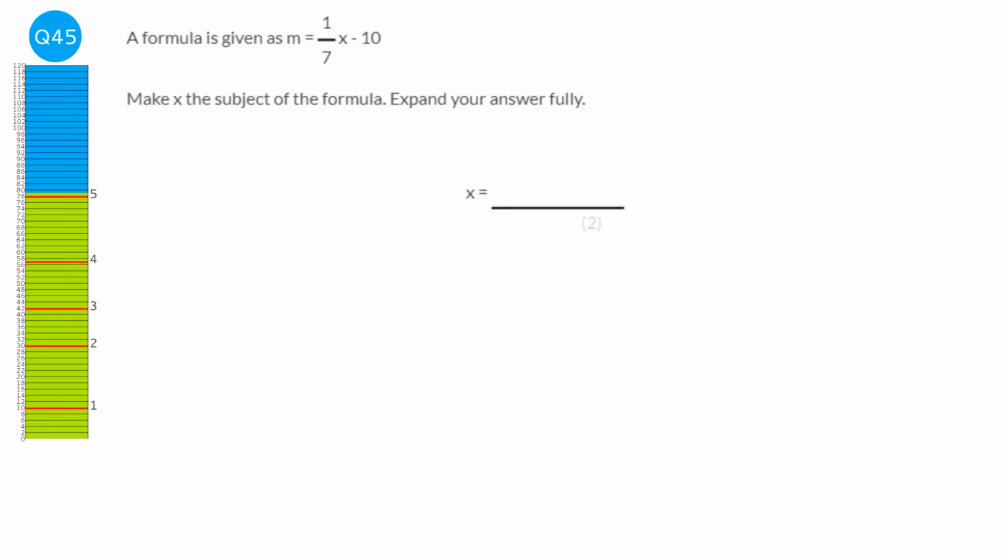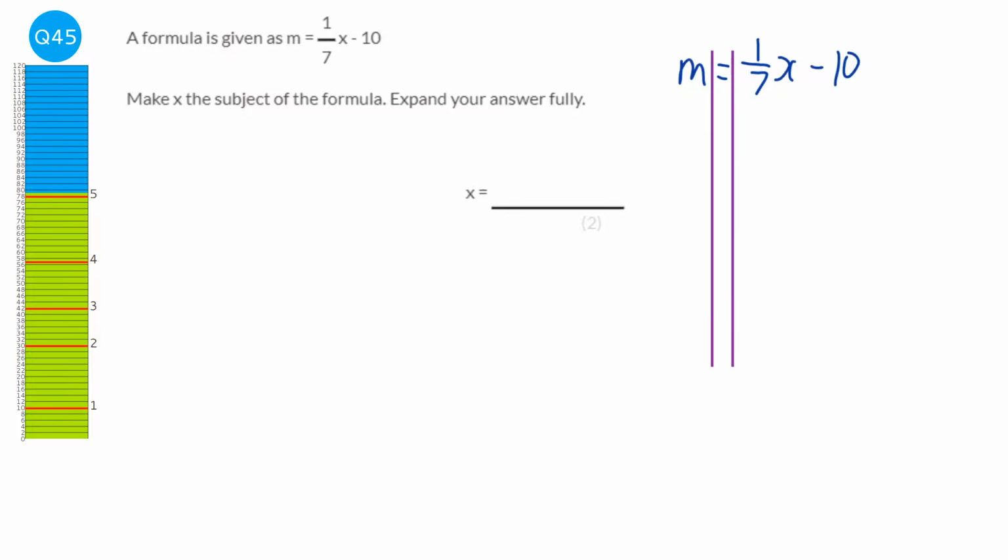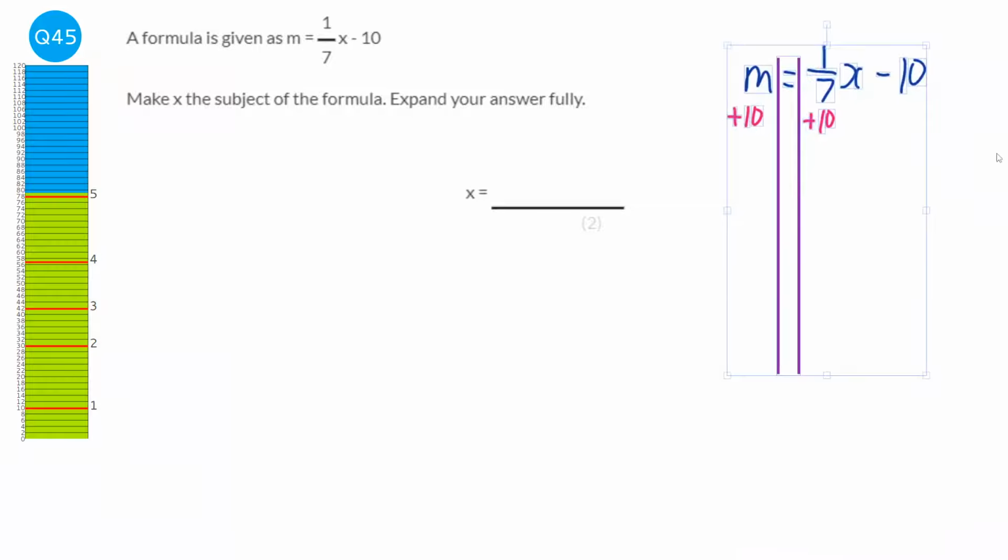9,900. So I'm going to start just by writing out the equation, and I can put my lines in. We're asked to make x the subject, so we're going to first of all add 10 to both sides. In fact, I'm just going to move all this over a little bit so I've got a bit more space. So we're left with m plus 10 on the left hand side, and we've got 1/7 x on the right hand side. Now to get rid of the 1/7, I can just times both sides by 7.